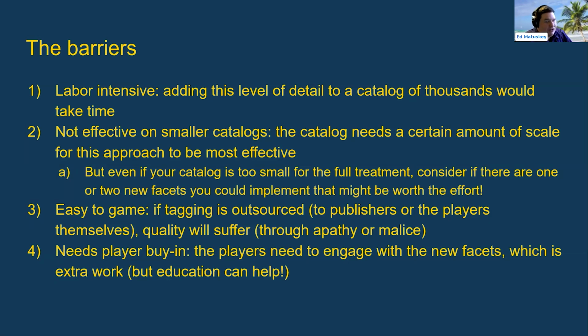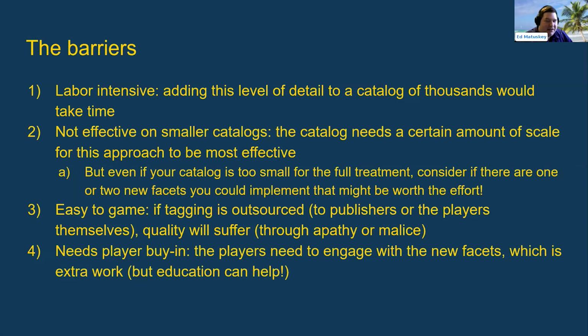It's also not super effective on smaller catalogs. So I talked about how the issue this is trying to solve is result sets that are hundreds, if not thousands of results. If you have a catalog that's just a few hundred titles, whatever type of catalog it is, you don't need this level of specificity probably, because your result sets are probably going to be in the tens, not the hundreds or thousands.